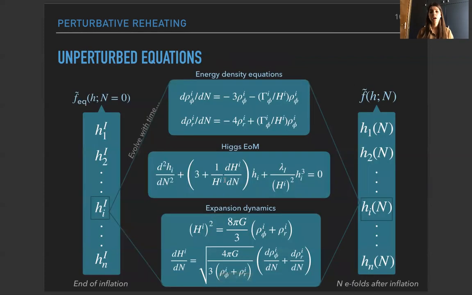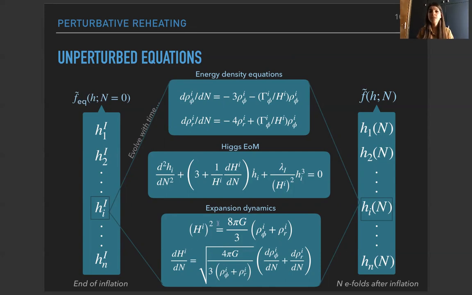Now, the name of the game is how do we calculate the temperature fluctuations associated with Higgs dynamics? To do that, we started by sampling a number n of initial Higgs values from the equilibrium PDF at the end of inflation. Each of these values corresponds to a different Hubble patch. And we could then solve this system of 4 coupled differential equations at every Hubble patch. You have 2 equations describing the evolution of the energy densities, 1 equation describing the damped Higgs oscillations after inflation, and an equation describing expansion dynamics via the Hubble parameter.